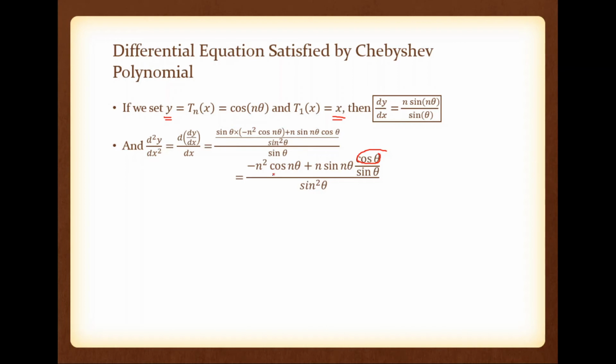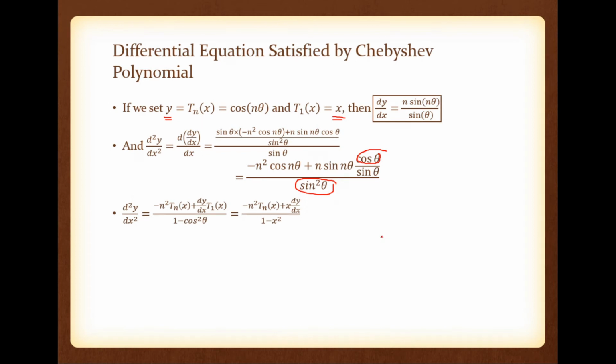Okay. Now what is remaining? n sin n theta divided by sin theta. What is that? It is dy by dx. So this n sin n theta divided by sin theta is actually dy by dx. Okay, all divided by sin square theta. What is actually sin square theta? That sin square theta is 1 minus cos square theta.